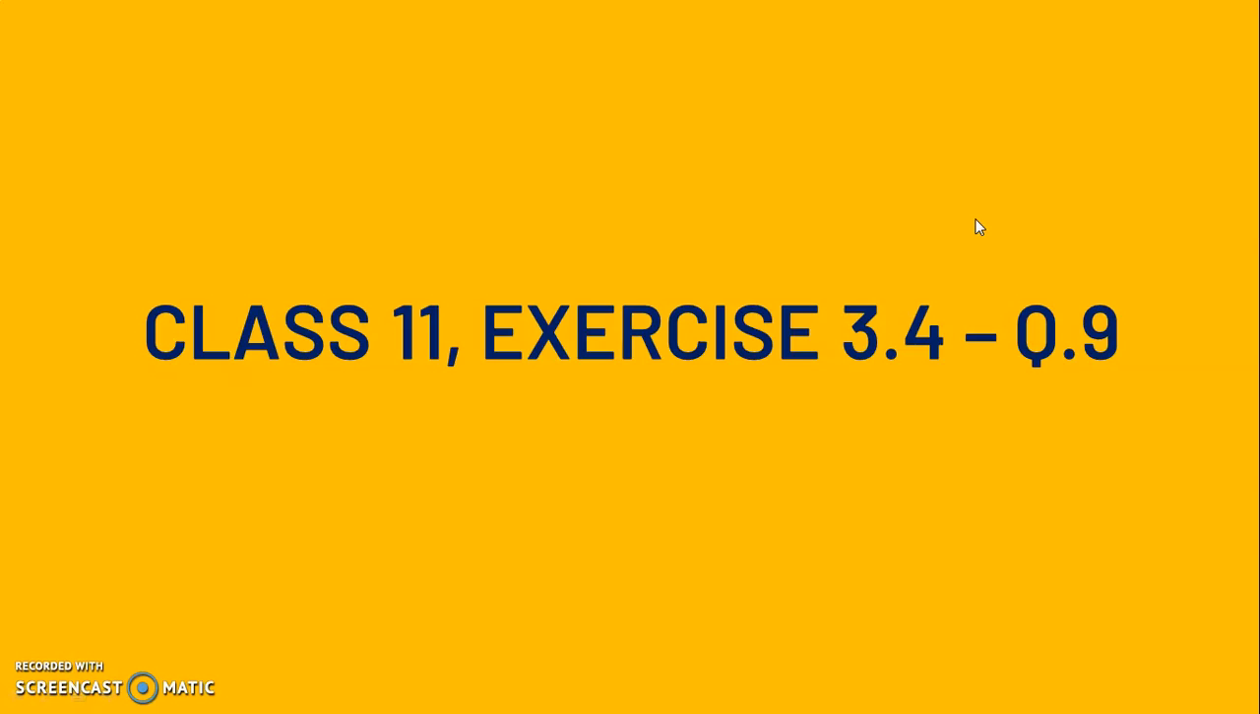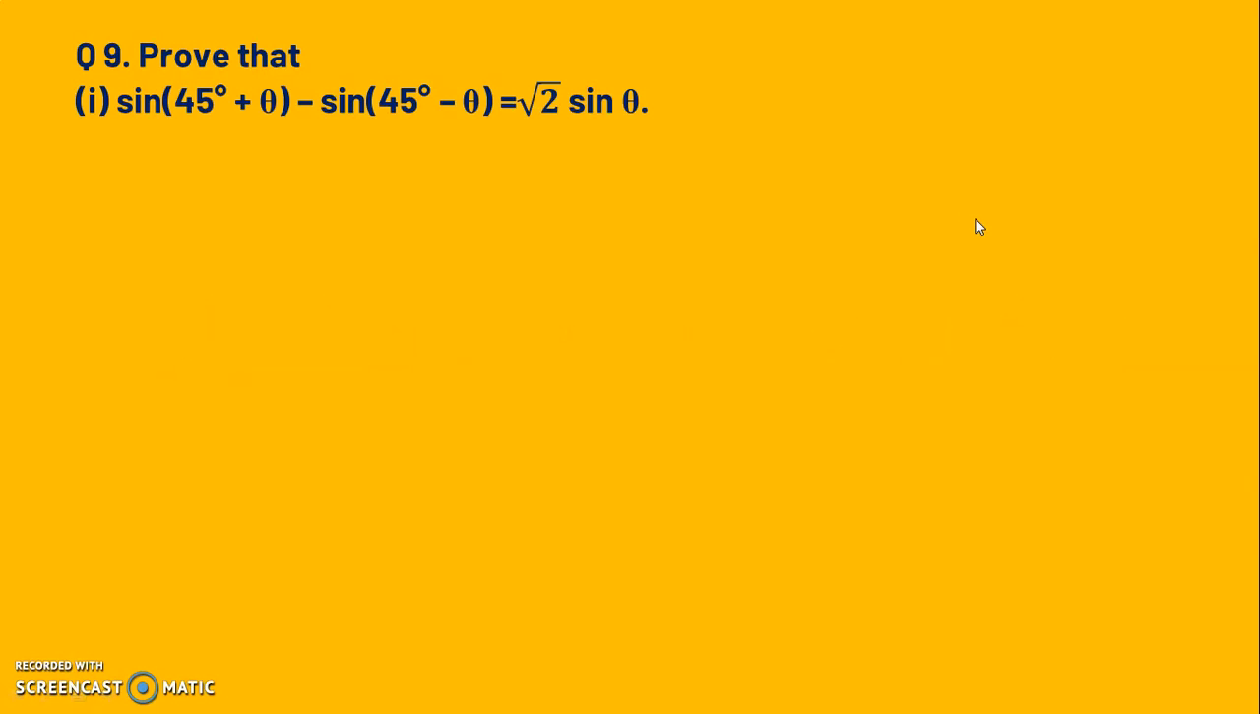Okay, let's move on to question number 9. Prove that sin(45 degree + theta) - sin(45 degree - theta) is equal to square root of 2 sin theta. So here sin(45 degree + theta) is sin(A + B) and sin(45 degree - theta) is sin(A - B). Therefore the problem is in sin(A + B) and sin(A - B) format.